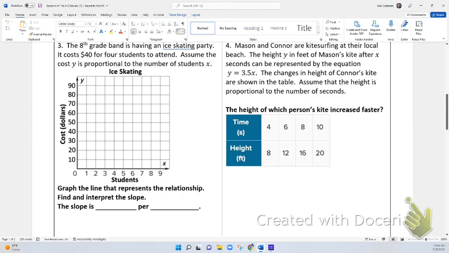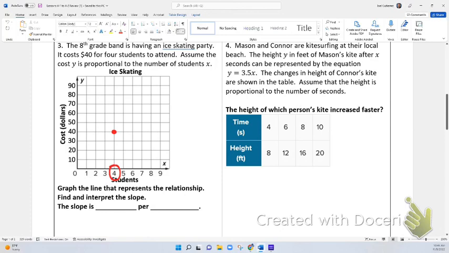So there's 4 students who are going, and Gustavo, how much is it costing? $40. So, Gustavo, the first thing I'm going to do is find 4 students on the bottom, on my x-axis, and then I'm simply going to put a point at 40. Okay, so for 4 students, it costs $40.